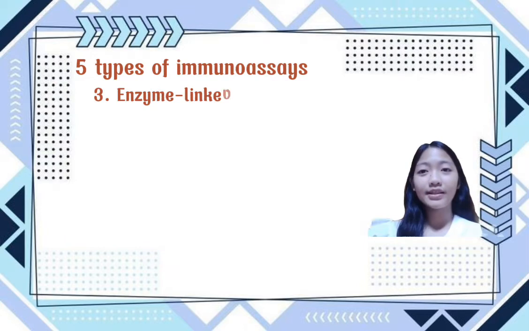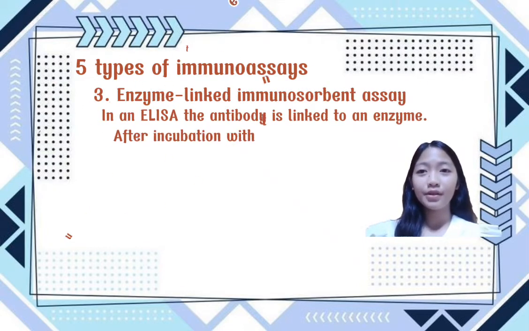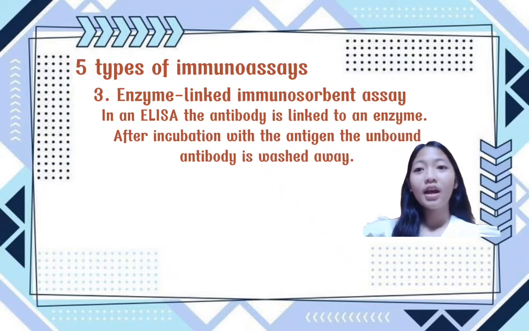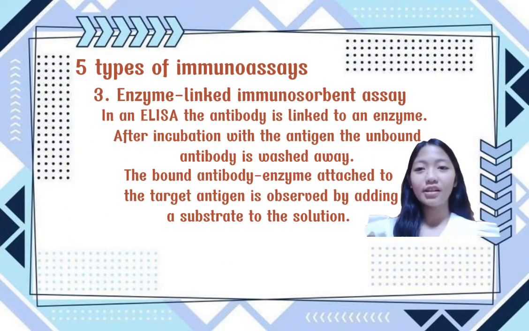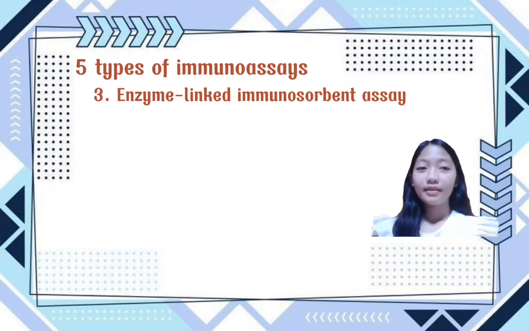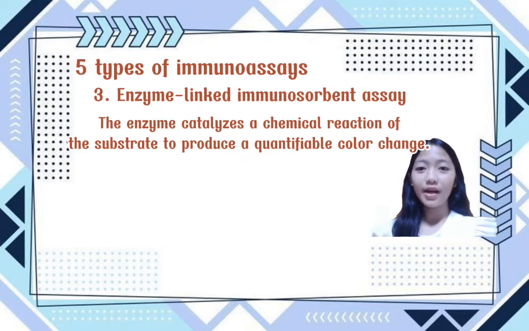Number 3. Enzyme-linked immunosorbent assay. In an enzyme-linked immunosorbent assay, the antibody is linked to an enzyme. After incubation with the antigen, the unbound antibody is washed away. The bound antibody enzyme attached to the target antigen is observed by adding a substrate to the solution. The enzyme catalyzes a chemical reaction of the substrate to produce a quantifiable color change.